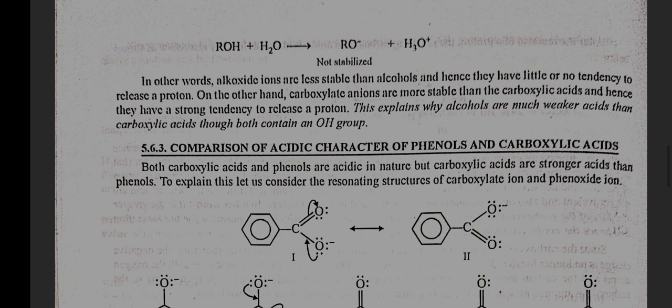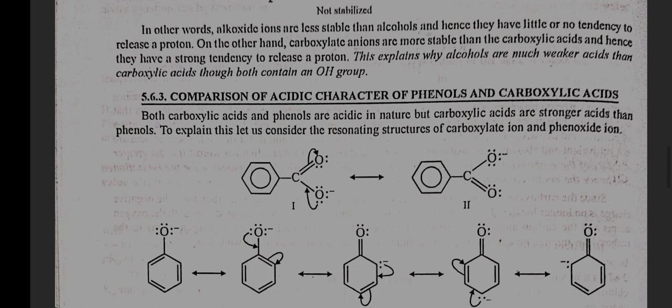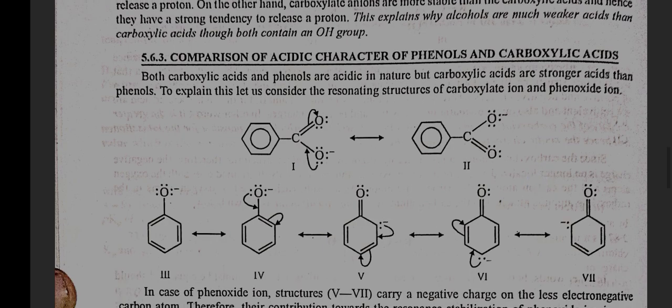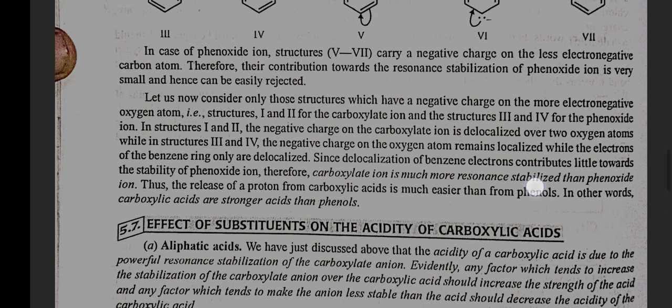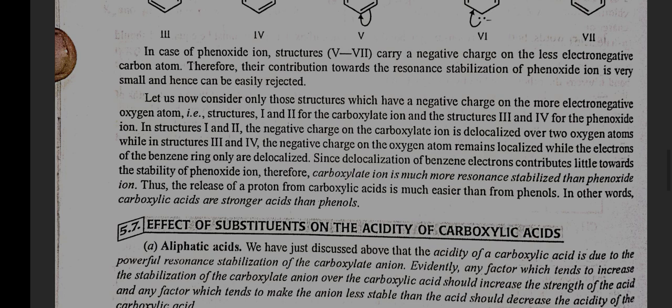Comparison of acidic character of phenols and carboxylic acids. Both carboxylic acids and phenols are acidic in nature, but carboxylic acids are stronger acids than phenols. To explain this, let us consider the resonating structures of carboxylate ion and phenoxide ion. In the case of phenoxide ion, some structures carry a negative charge on the less electronegative carbon atom. Therefore, their contribution towards the resonance stabilization of phenoxide ion is very small and hence can be easily rejected.